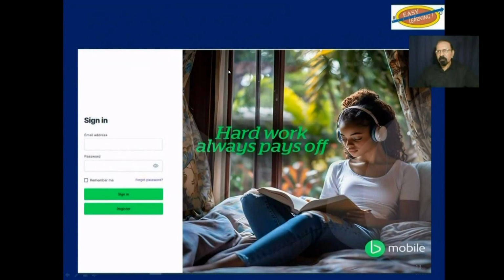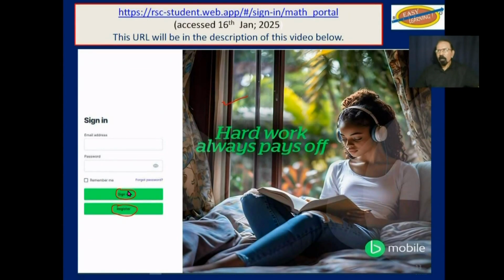This is the home page that you see here. You will first have to register, and subsequent to that, sign in. Here is that URL again. I will include that URL in the description below so you can easily click on it and be redirected to this website.